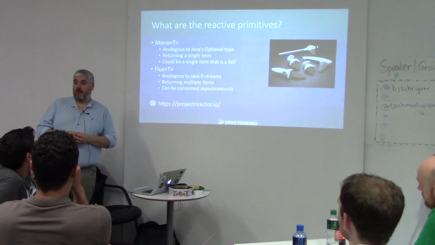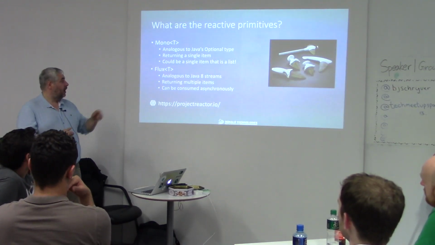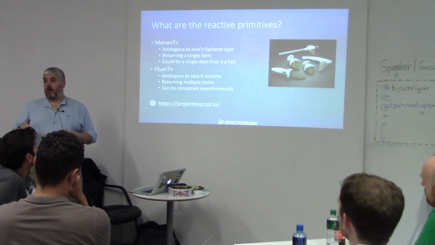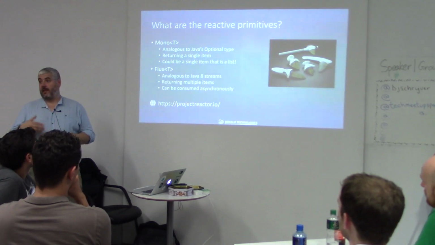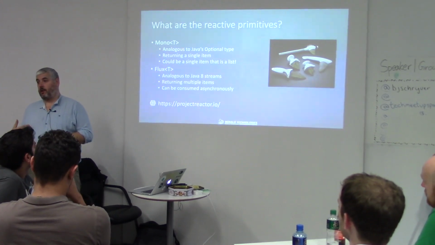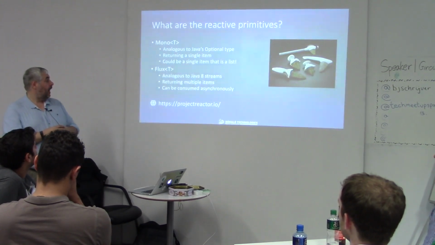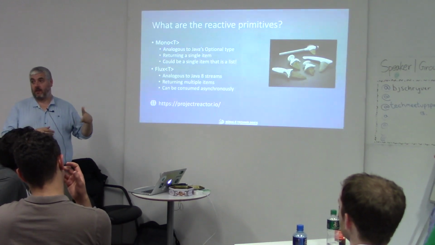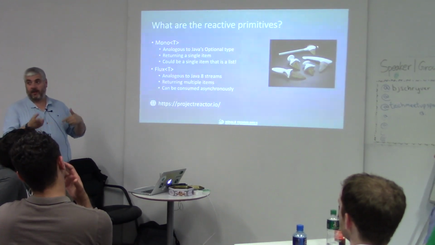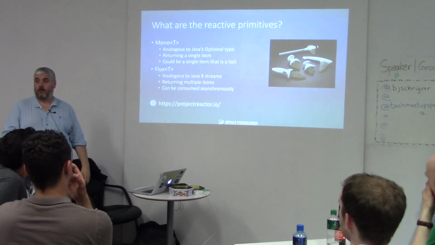Flux is more like a Java 8 stream, and we'll see how they work. It's when you're returning multiple items, right? So if you're returning the result of a database query that returns a list, you would return it as a Flux. The idea is that the client can consume that as it's sent from the server, not waiting for the whole transaction at the back end to complete. Okay.